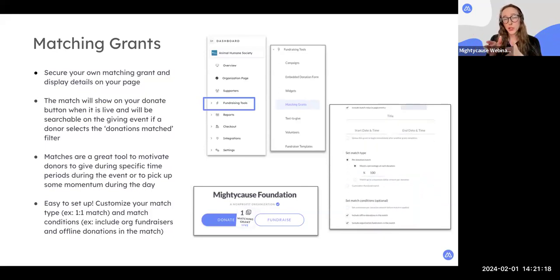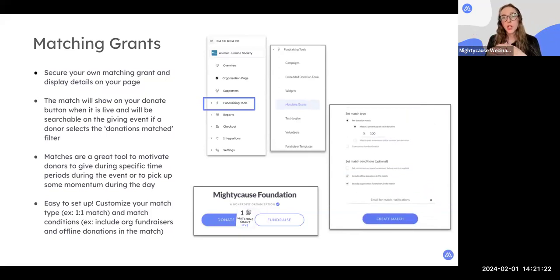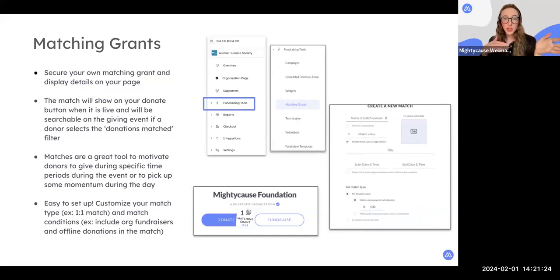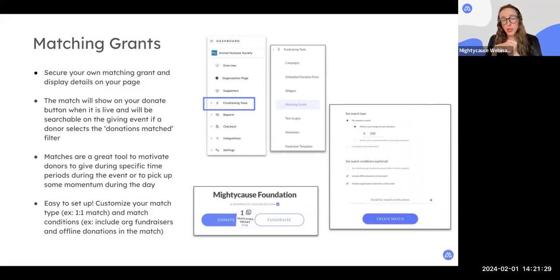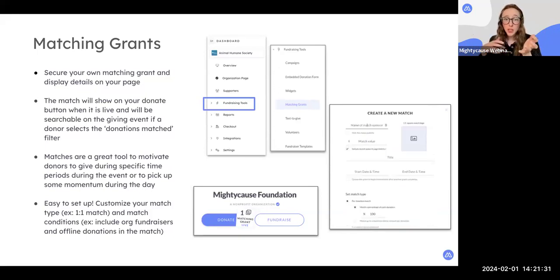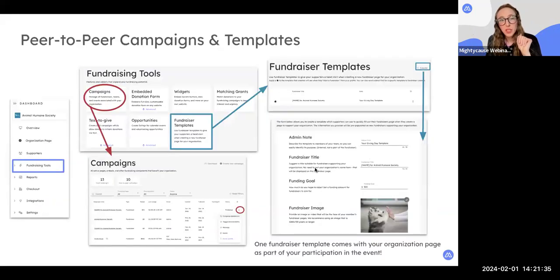It's also fun once you're a little more comfortable with matches, you can start to work with your grantor and maybe get a little more creative. And that just overall is going to make the grantor feel very seen by you, which is always a good thing. Peer-to-peer campaigns and templates is going to also be found under fundraising tools.